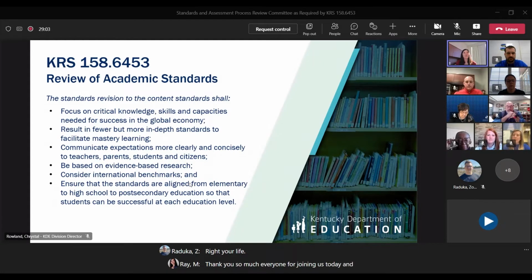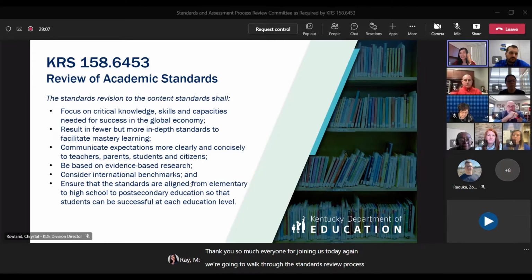Again, we're going to walk through the standards review process, both for the Kentucky Academic Standards for Science and for Social Studies. So thank you again for making time and space to join us today to determine the sufficiency or deficiency of that process.